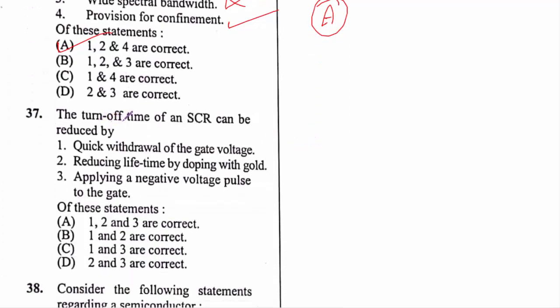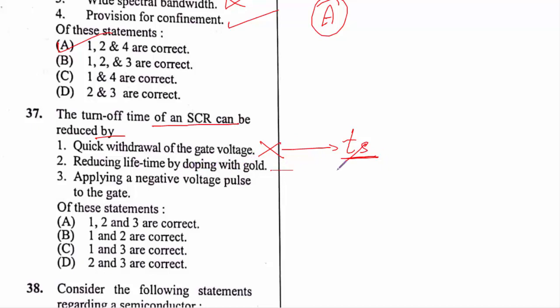37th question, the turn off time of an SCR can be reduced by quick withdrawal of the gate voltage, reducing lifetime by doping with gold, applying a negative voltage pulse to the gate. Quick withdrawal means you have to overcome the storage time. Quick withdrawal can't reduce the storage time. So this is not the feasible option.